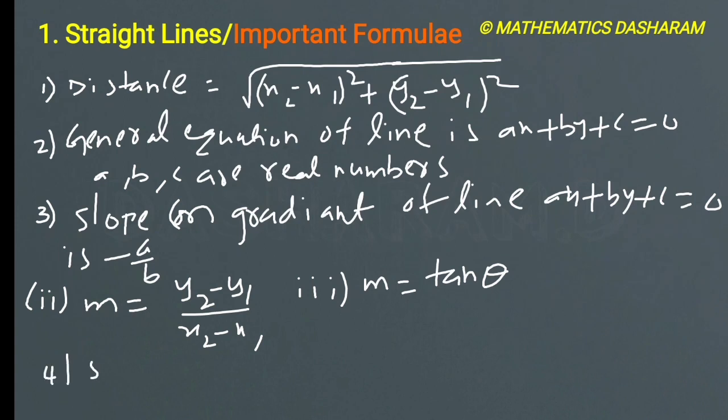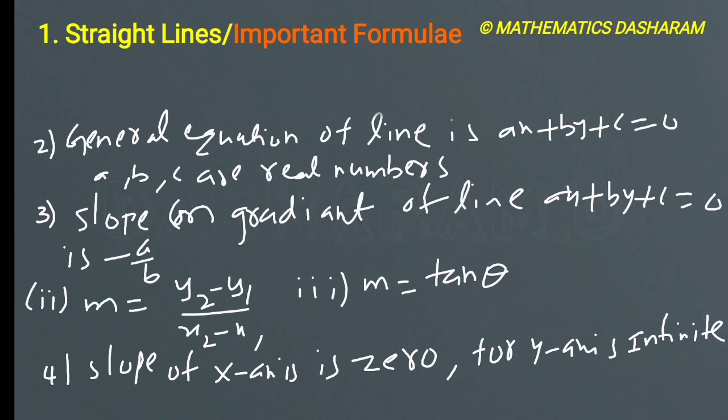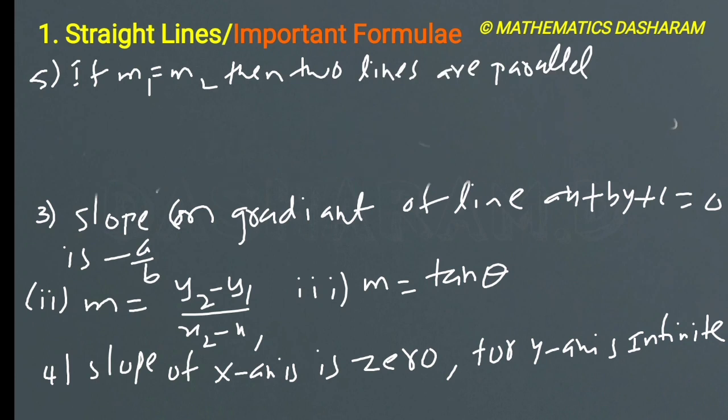Next, the slope of the x-axis is 0 and the slope of the y-axis is infinite. The fifth formula: for example, we take two lines. The first line slope is m1, the second line slope is m2. If the two slopes are equal, then the two lines are parallel. Next, the sixth point: if the first line slope m1 and second line slope m2 have product equal to minus 1, then the two lines are perpendicular to each other.